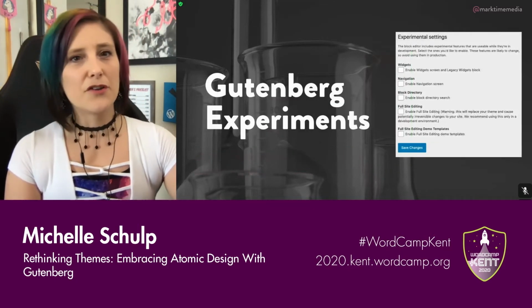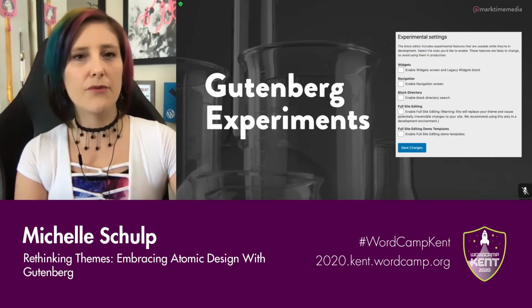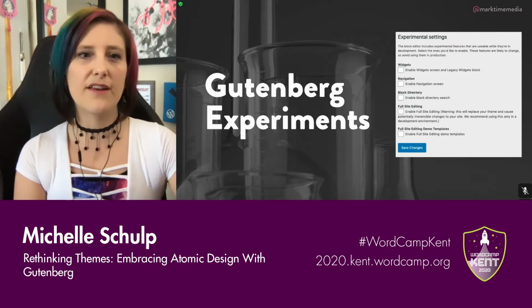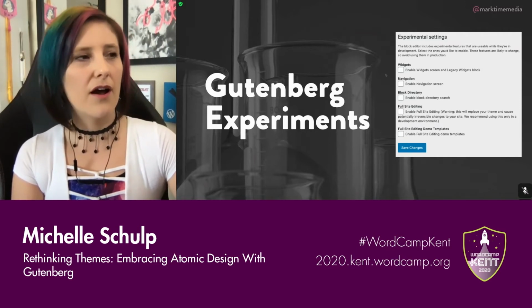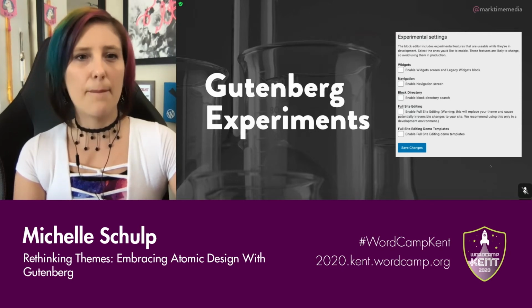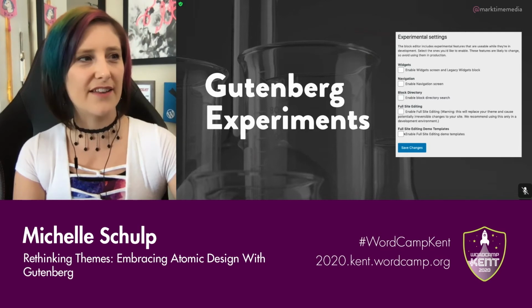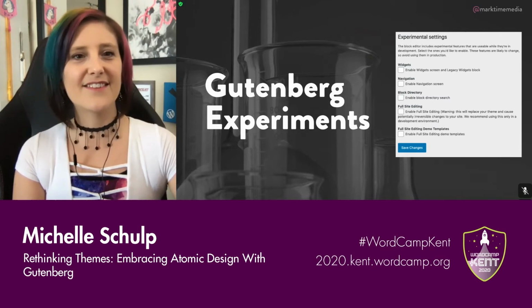There's also this thing called Gutenberg Experiments. So if you have the Gutenberg plugin installed and you go to the experiments settings, you can enable some of these things. This is the most recent one that I just got a few days ago. But the most interesting one that a lot of people are talking about is this full site editing thing, right? And that's the next step, right?